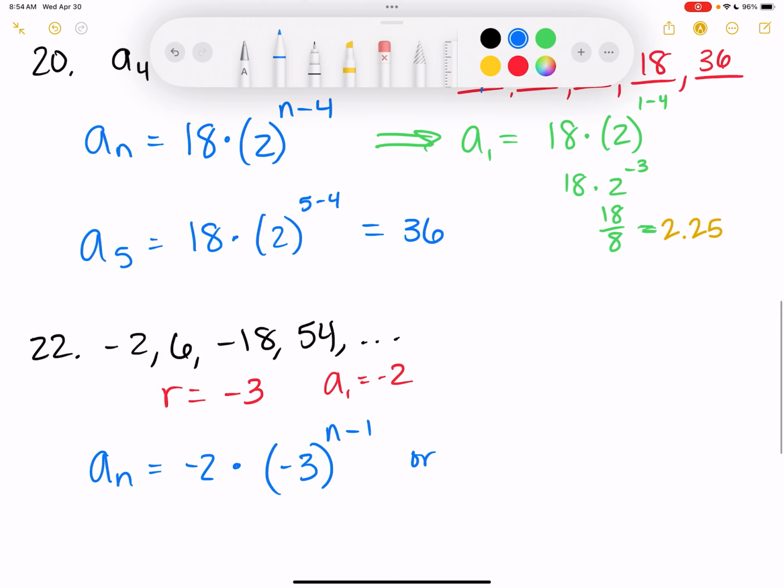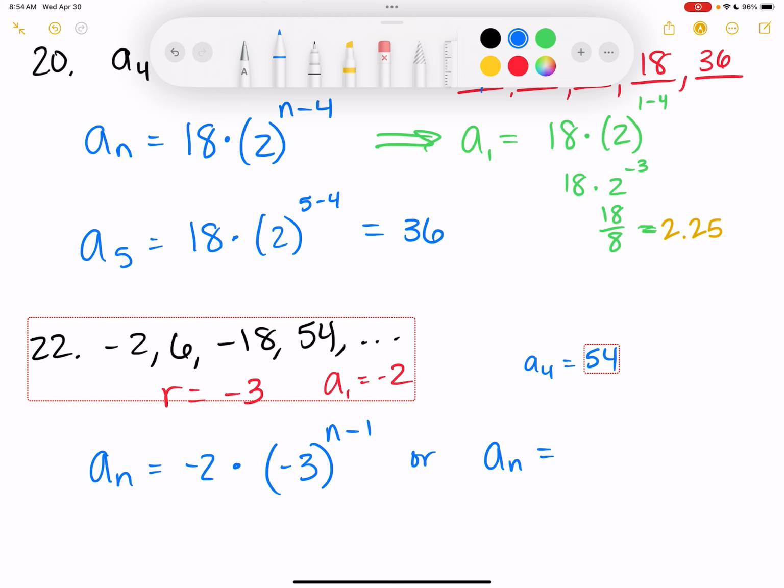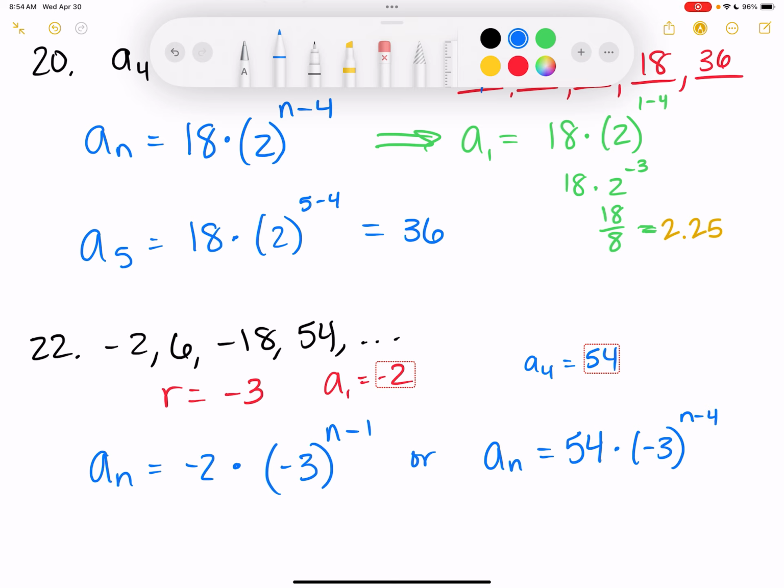Now, another option, if I wanted to use, say, 54 instead, so a sub 4 is equal to 54, then another option I could have is a sub n is equal to 54 times -3 raised to the n, but that was the fourth term, so n minus 4. So both of those would be acceptable. You don't have to use the first term on the quiz or whatever.